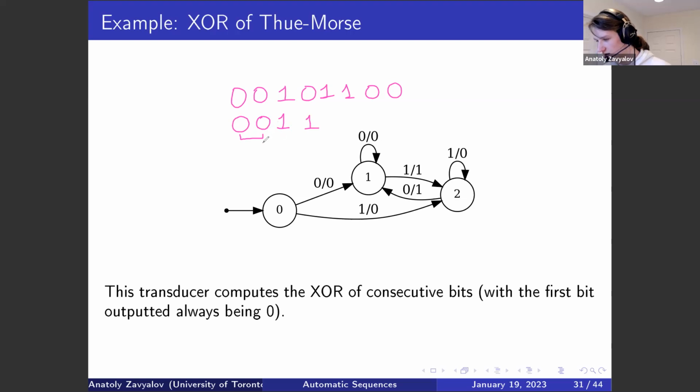So the XOR of 0 and 1, whoops, I looked at the wrong one. The XOR of 0 and 1 is 1, and the XOR of 1 and 0 is 1. And now we're at this state, so we see another 1, and when we see two consecutive 1s, we'll follow this transition, and that outputs a 0, and we just keep going.